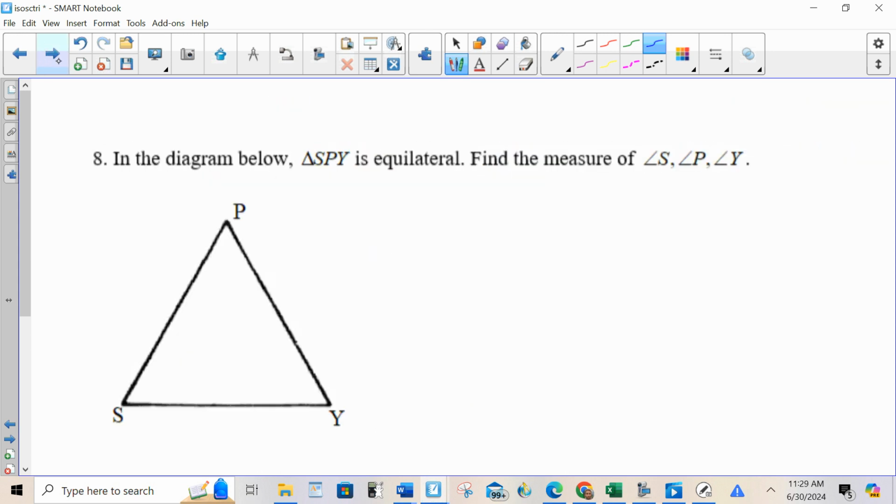And finally, if it says that SPY is equilateral, there's no math to do at all. An equilateral triangle always has angles 60, 60, and 60. So that's it. That's what you need to know for this lesson.